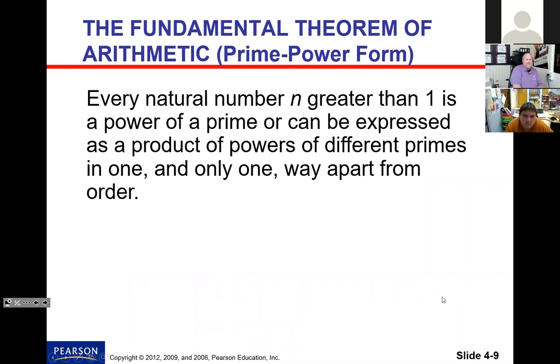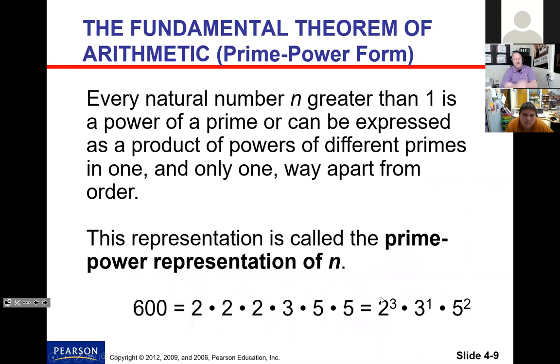So if we look at this, any natural number can be expressed as the product of powers. So the 600 could be represented as 2 times 2 times 2 times 3 times 5 times 5, or we can shorten it up. There's 3 2s, so you go 2 to the 3.